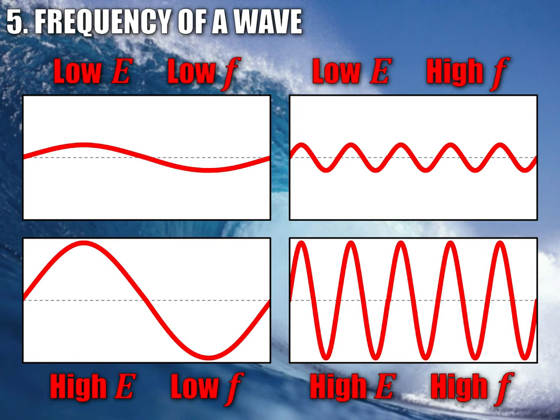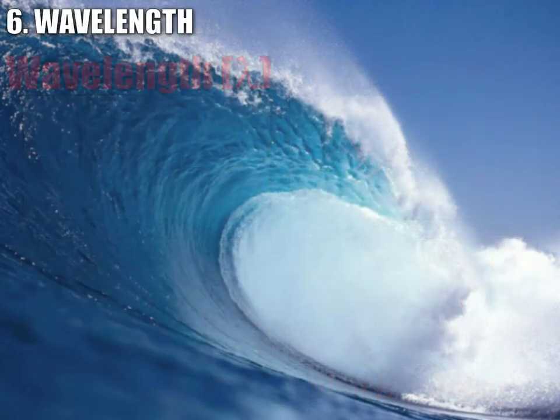So to recap, the energy of a wave is basically how tall it is, whereas the frequency is how wiggly it is, if you want to simplify it in those words. So height tells us the energy, number of wiggles tells us the frequency. The more wiggles, the higher the frequency. The more tall, the higher the energy. And this brings us to our final vocabulary word, wavelength.